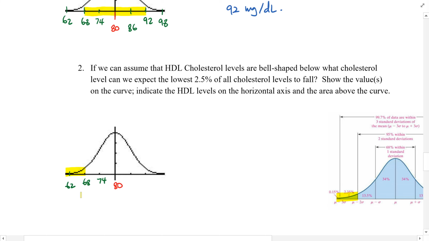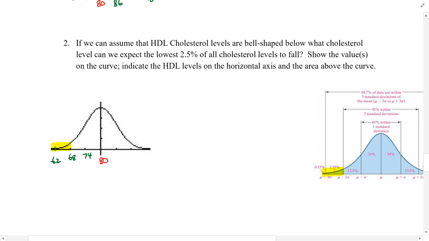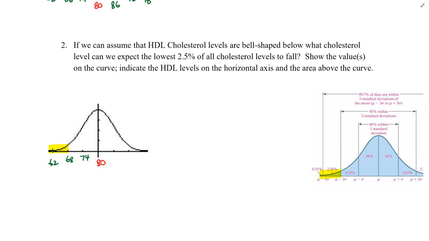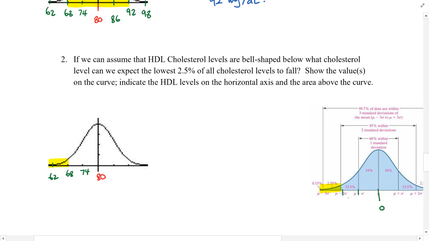The bottom 2.5%. Again, you can even draw on here if it's easier for you to see. So note that this is my 80, even side by side. That will be my 74, and that will be my 68, right? So below 68. So let's answer the question. So I say we can expect that the lowest 2.5% of cholesterol falls below 68, right?